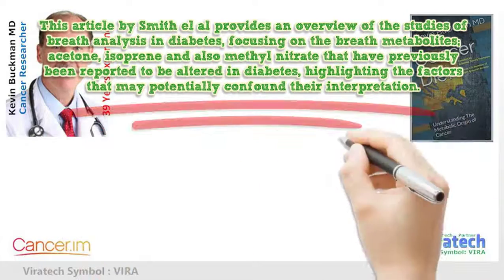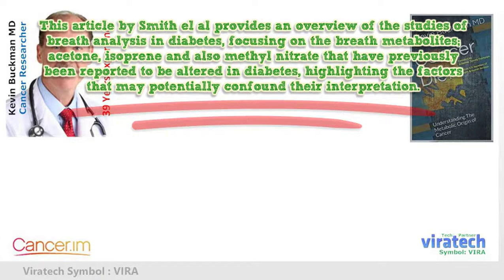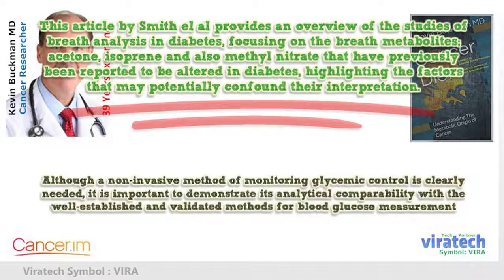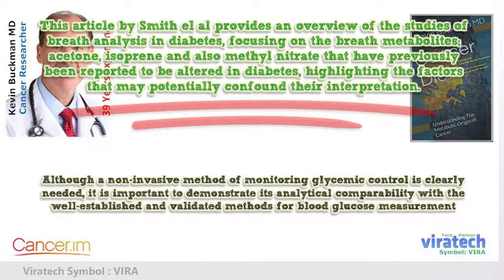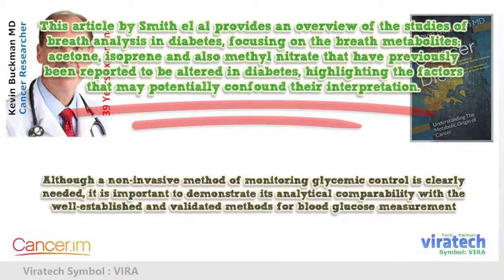This article by Smith et al. provides an overview of the studies of breath analysis in diabetes, focusing on the breath metabolites acetone, isoprene and also methyl nitrate that have previously been reported to be altered in diabetes, highlighting the factors that may potentially confound their interpretation. Although a non-invasive method of monitoring glycemic control is clearly needed, it is important to demonstrate its analytical comparability with the well-established and validated methods for blood glucose measurement.